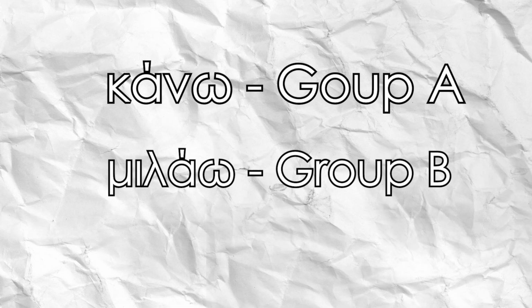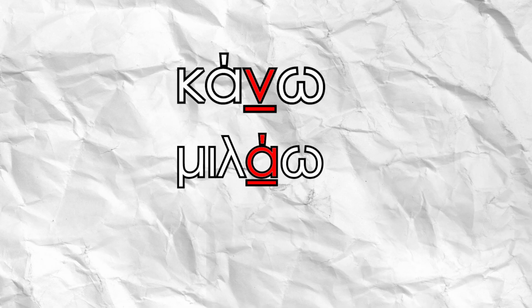Let's take a look. Κάνω is group A, and μιλάω, to speak, is group B. We said before the ending is o, right? That applies to both verbs. But what we have to look at is the letter before the ending. For κάνω, that letter is ni. For μιλάω, that letter is a. So the rule is, if before the ending there is a vowel, then the verb is group B. If there is a consonant, it is group A.